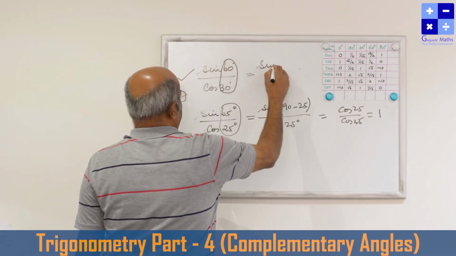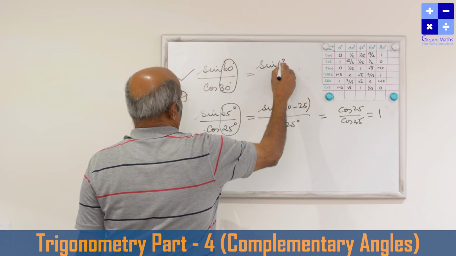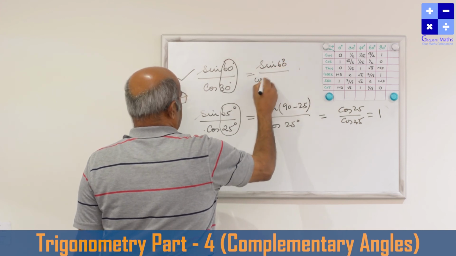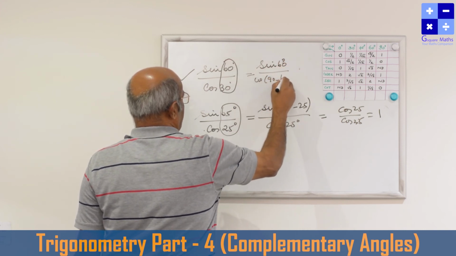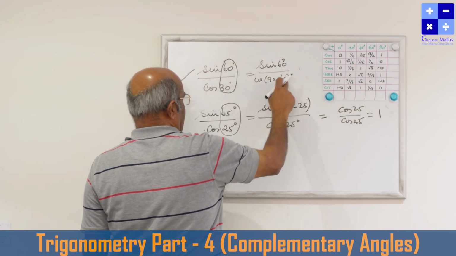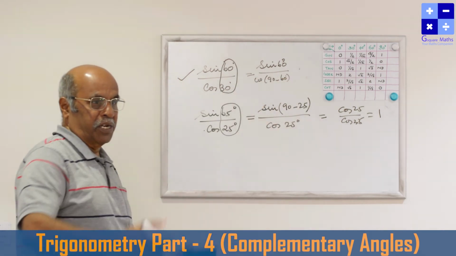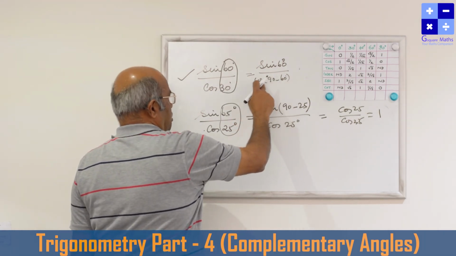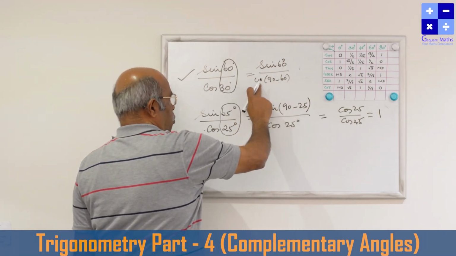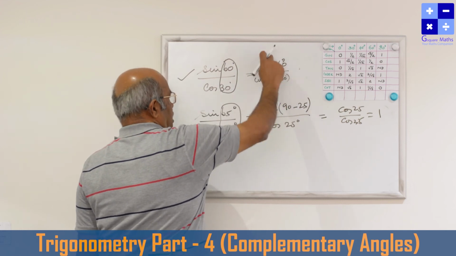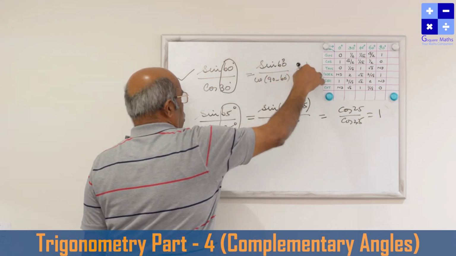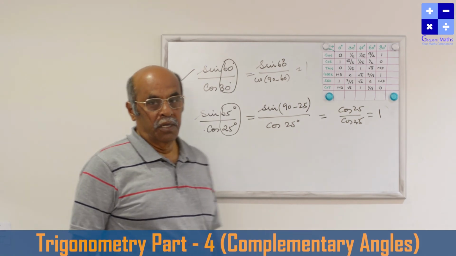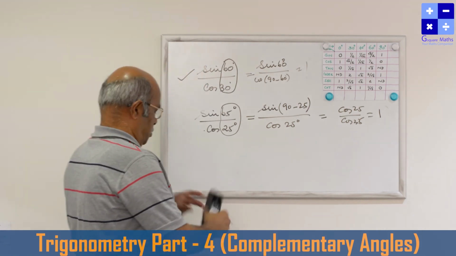Same way, this also we can do. Keep sin 60 as it is, either this or this. Cos 90 minus 60. 30 degree can be written as 90 minus 60. Convert that to complementary angles. So cos 90 minus 60 is nothing but, CO is there, so delete CO. So it becomes sin 60. Sin 60 by sin 60 is 1. This is the way we have to do it.